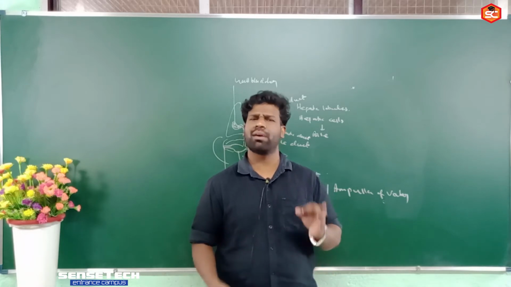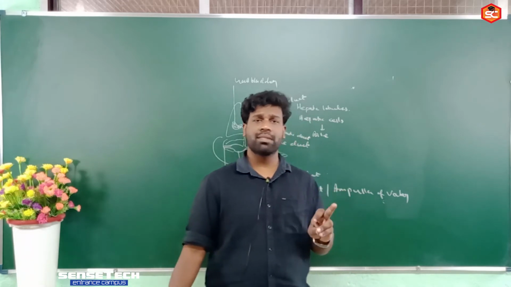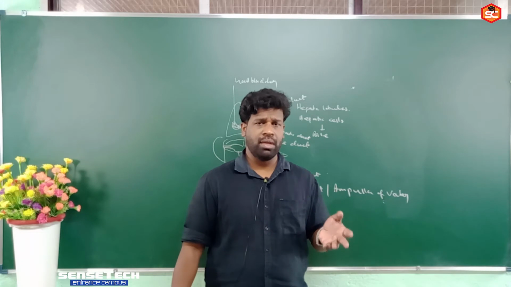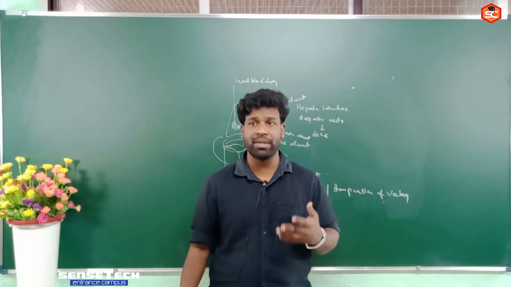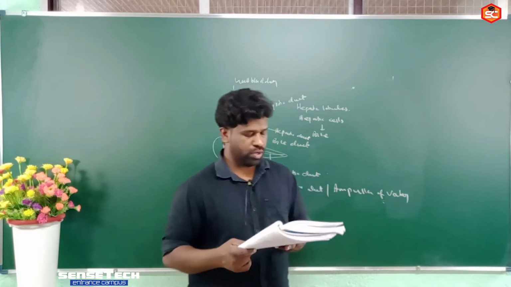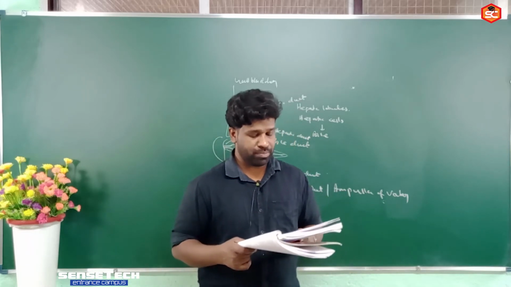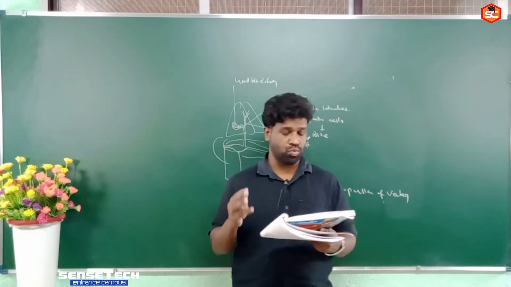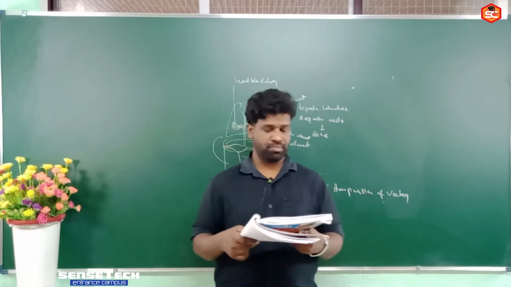Yes, the islets of Langerhans have three types of cells: alpha cells, beta cells, and delta cells. Alpha cells secrete glucagon. Beta cells secrete insulin and constitute about 60-65% of the pancreatic islets. So here, how many statements are true about the pancreas? Three statements are true: one, two, and four. So the answer is option 3.